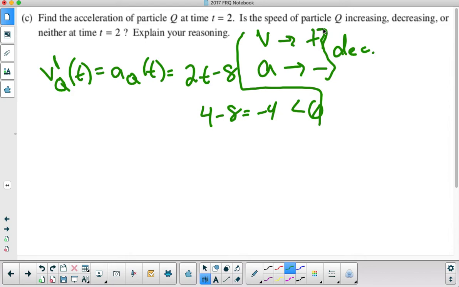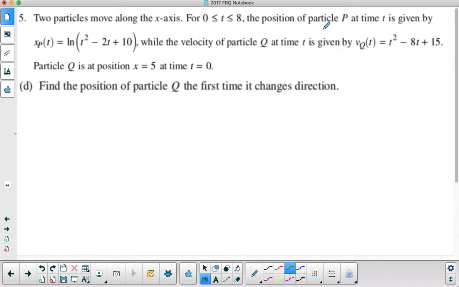All right, last part for this one here. Find the position of the particle Q the first time it changes direction. Now, the first time it changes direction, we did that earlier. That happened at time t equals 3, because it changed at 3 and 5. So we did that earlier.